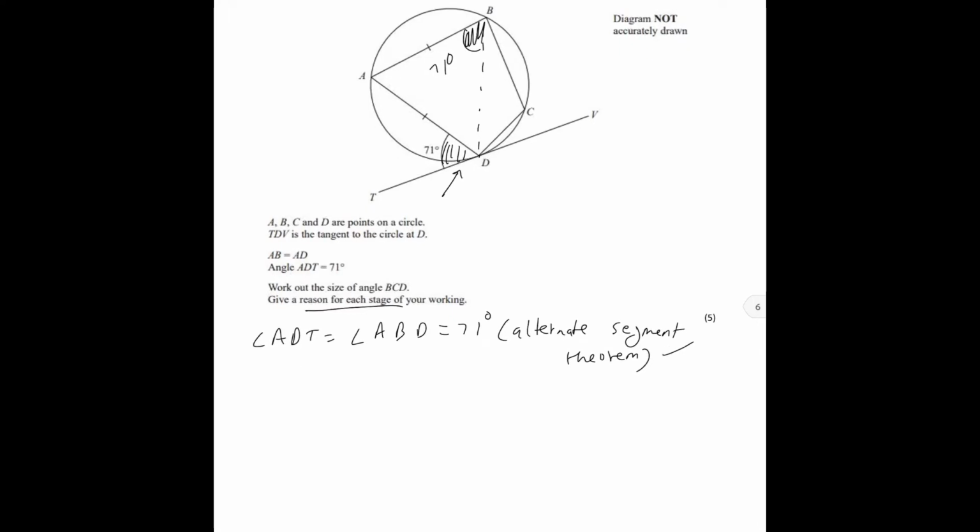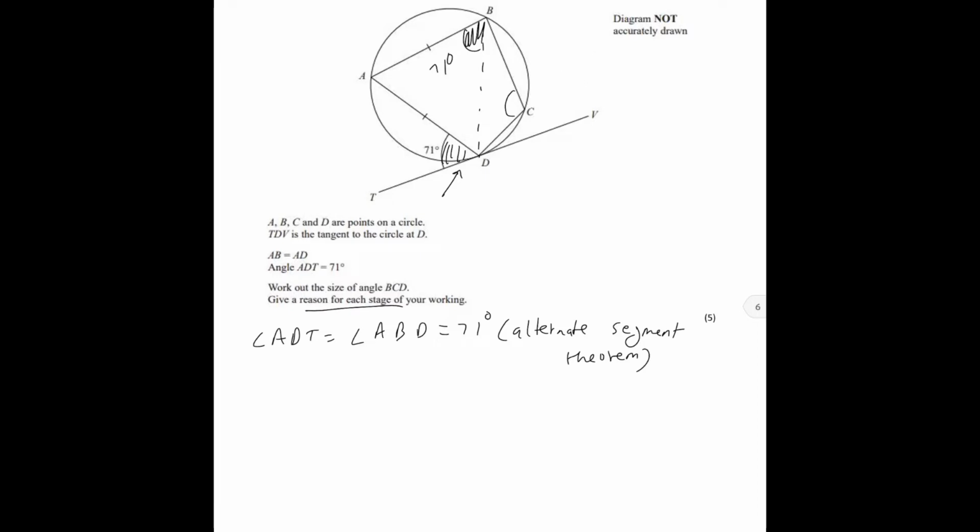So the alternate segment theorem is something that you need to remember: the angle that is formed near the tangent and the chord is equal to the angle on the opposite side of the chord itself. Alright? So based on this we have to find out angle BCD. Angle BCD is the angle that is here that we need to find.